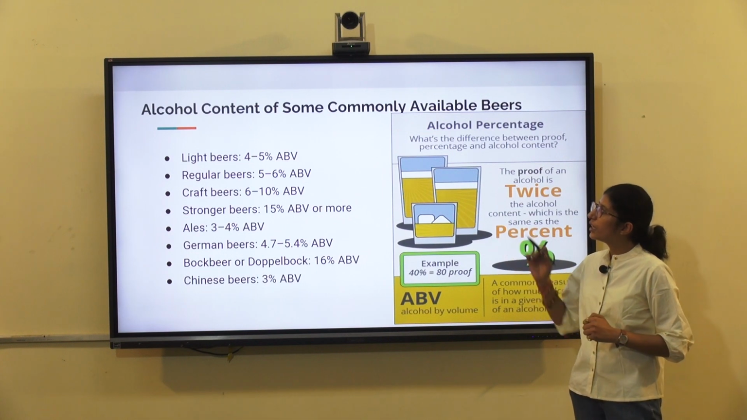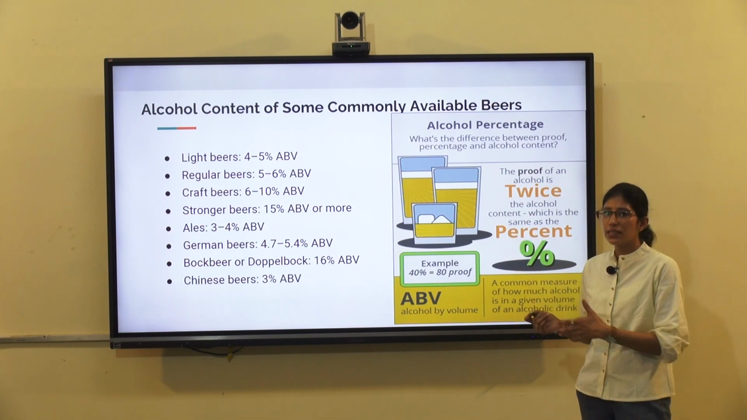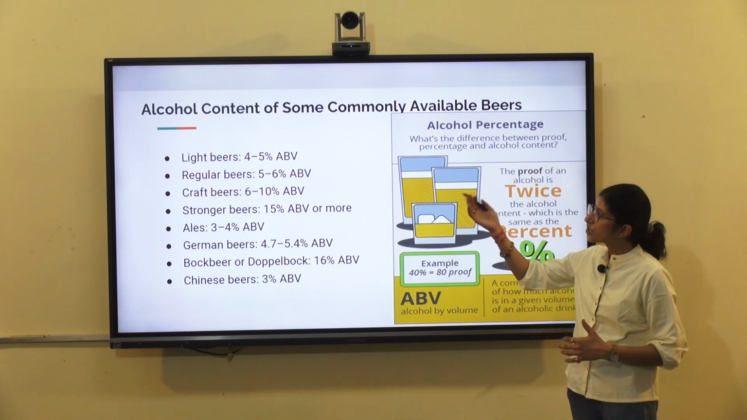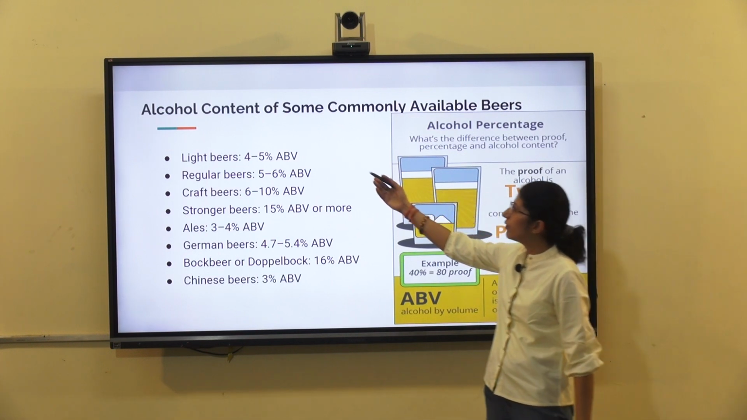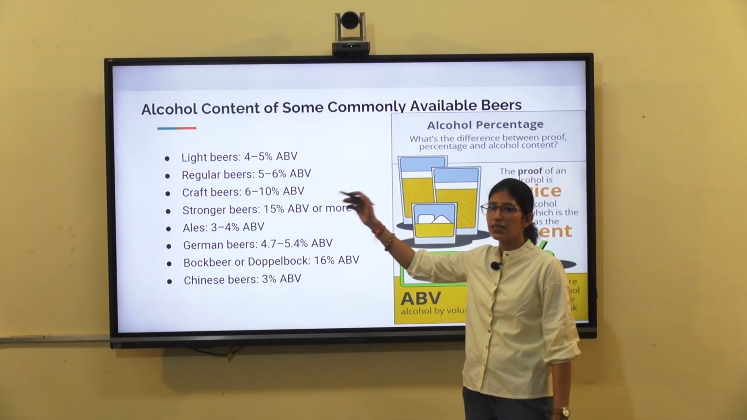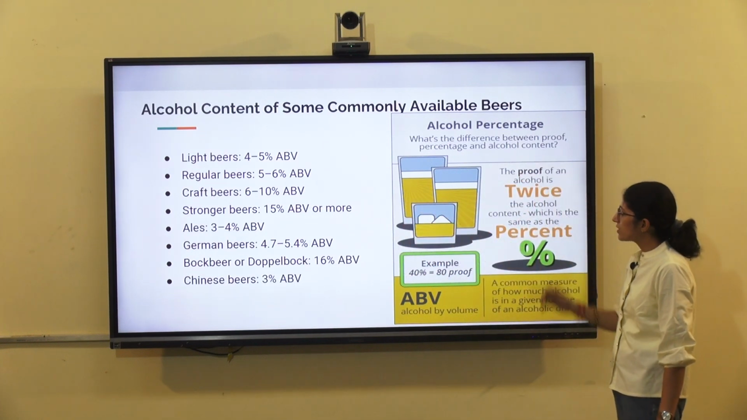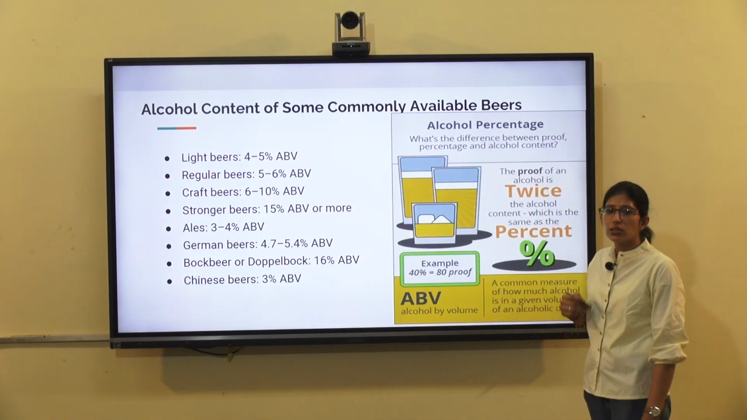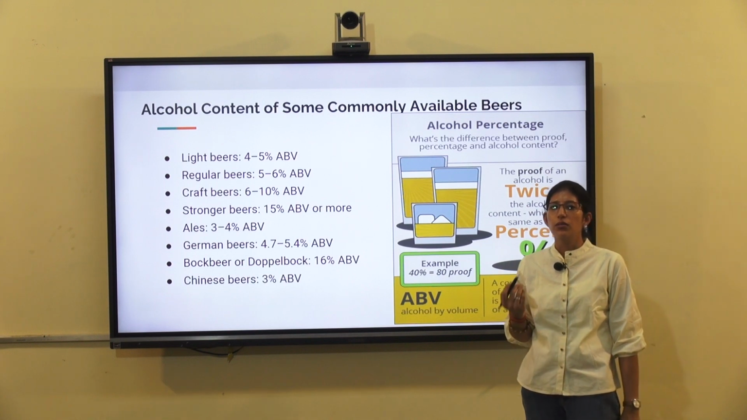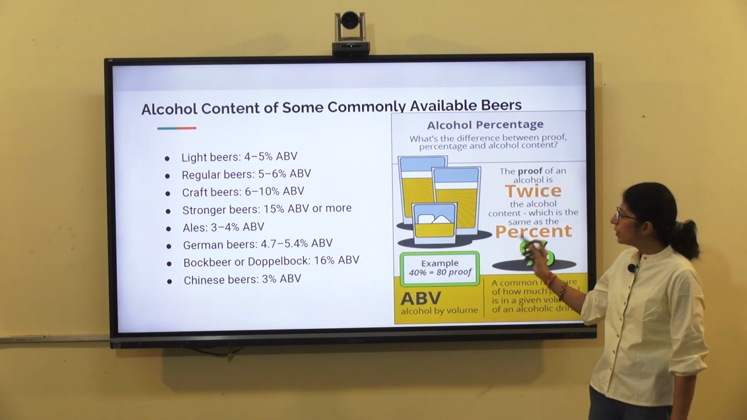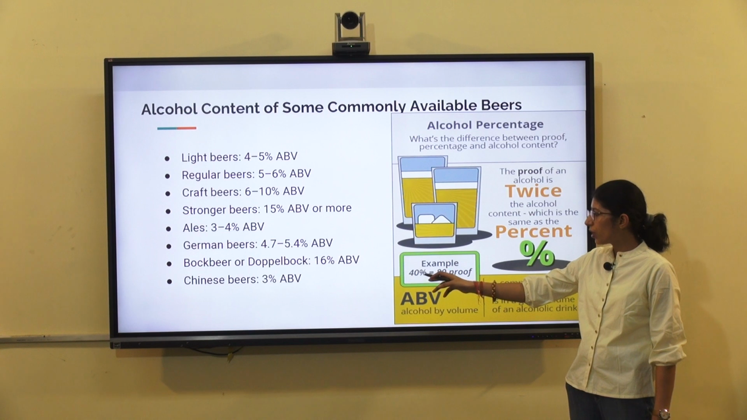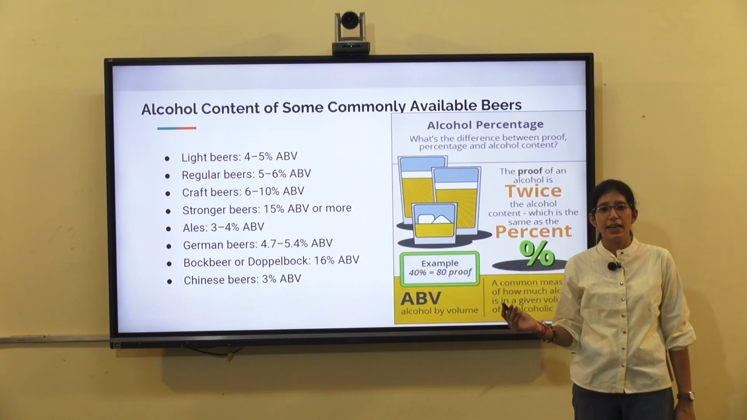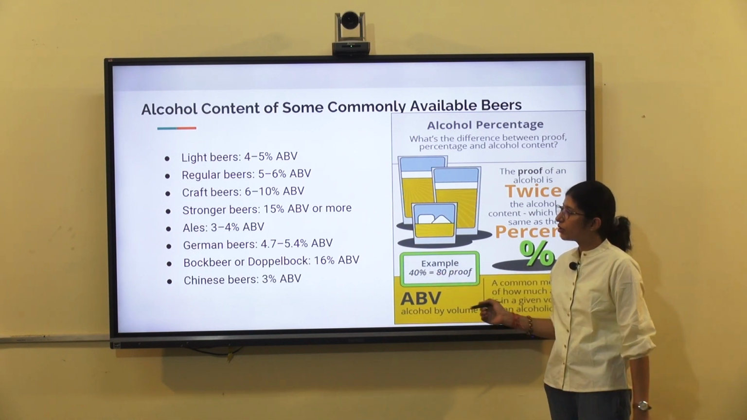Now there are some commonly available beers in the market under different names. The first one is light beer, and what is its ABV? Initially, let's understand what ABV is. ABV is alcohol by volume, and it is also represented in percent and proof. For example, if a beer has 40%, then the proof is going to be 80. It is exactly double the percent.